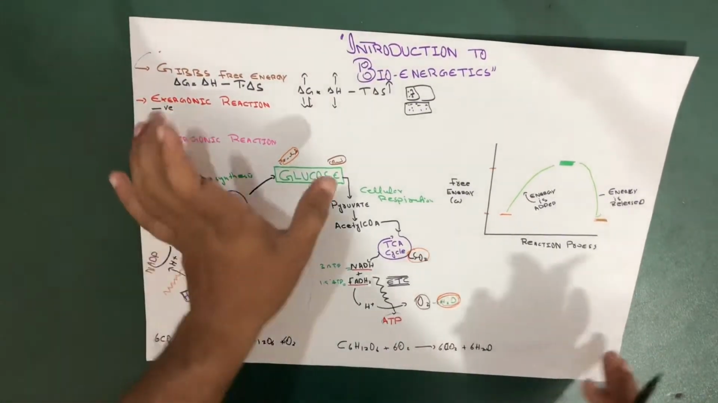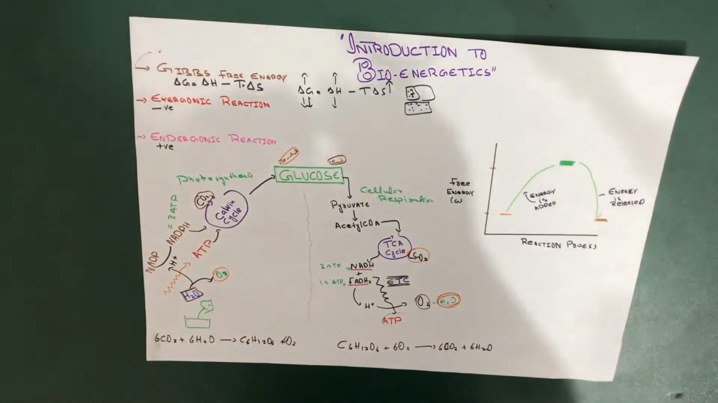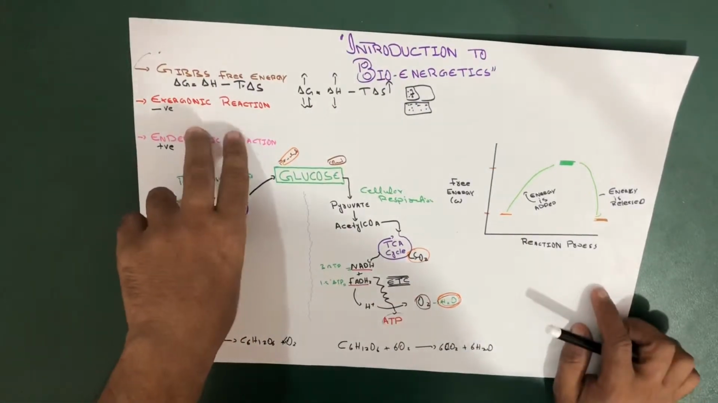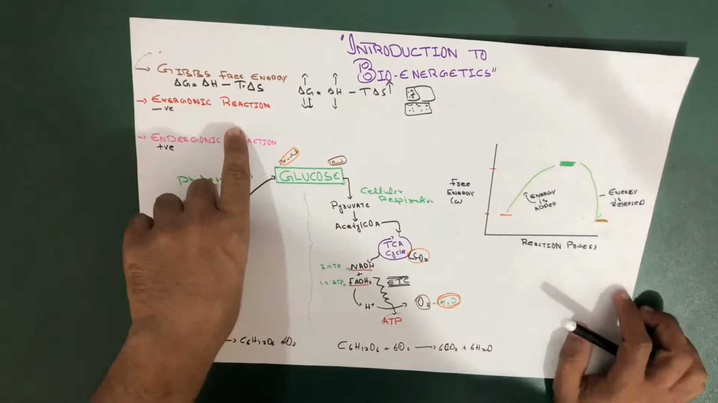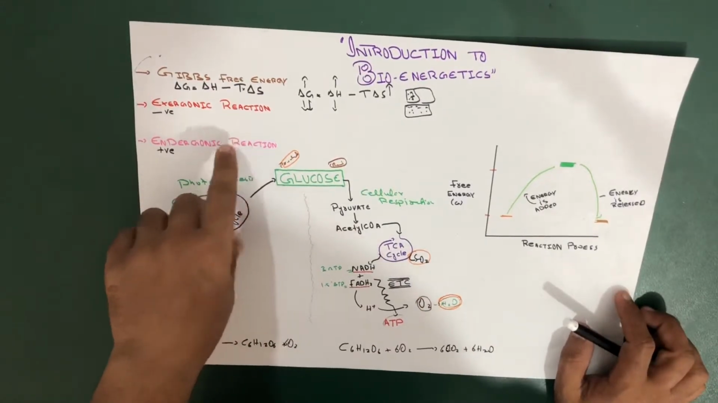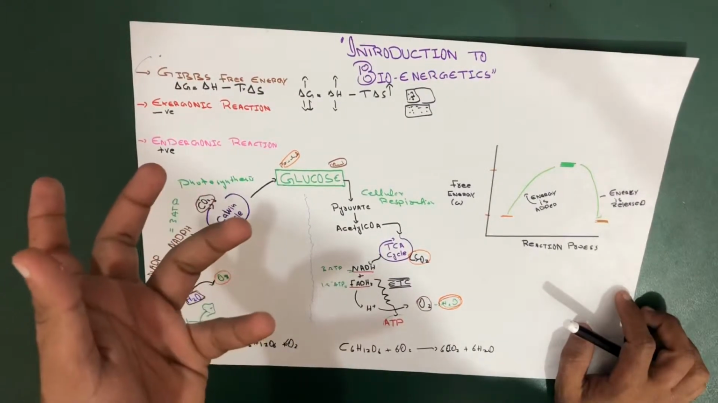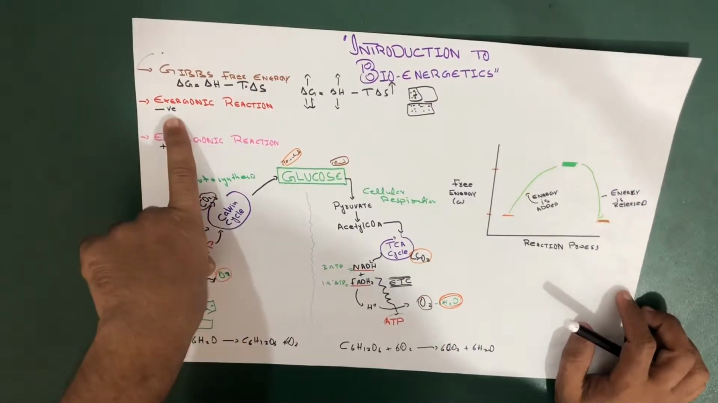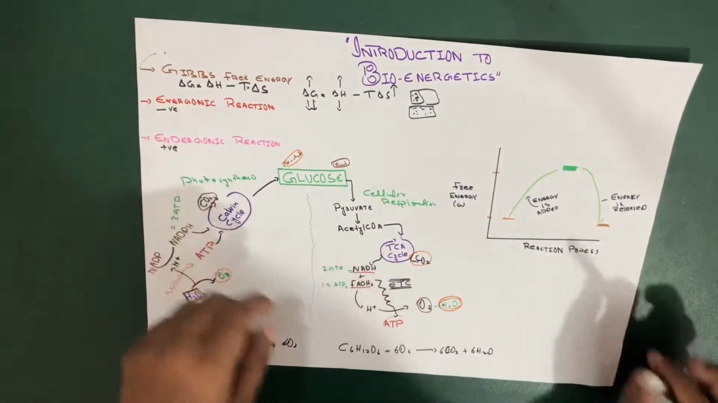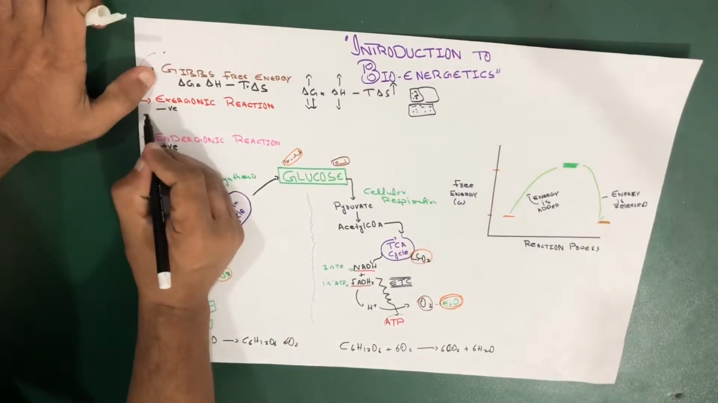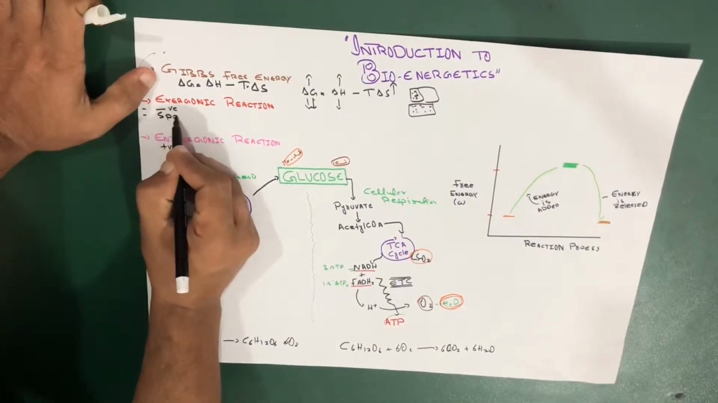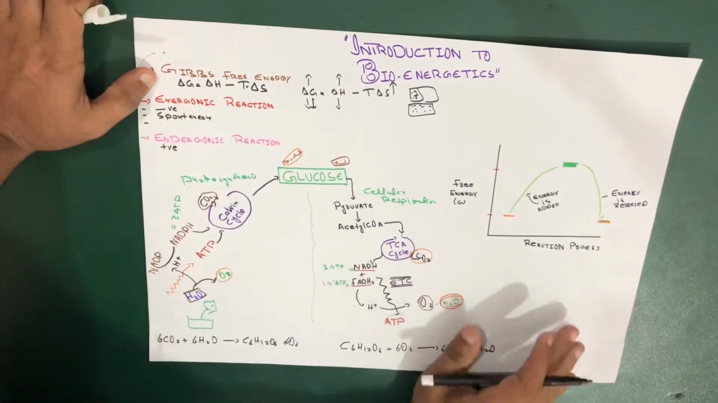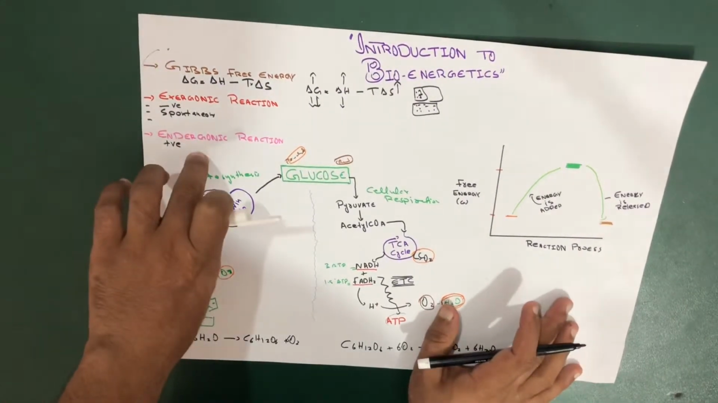Now let's talk about the exergonic and endergonic reactions in a quick review. The exergonic reaction, or exergonic process, is a process in which the free energy change, the Gibbs energy change, is negative. One more thing to add: exergonic reactions are spontaneous. They happen very rapidly. The exergonic reactions are spontaneous.